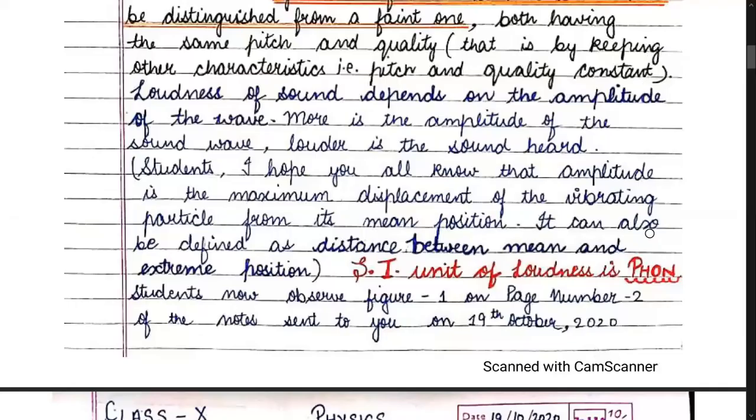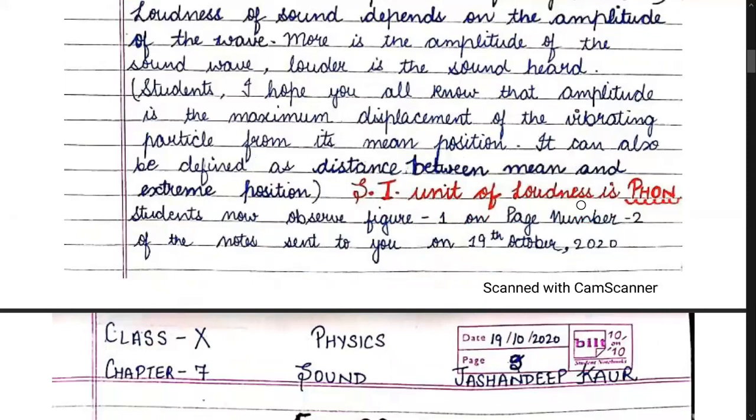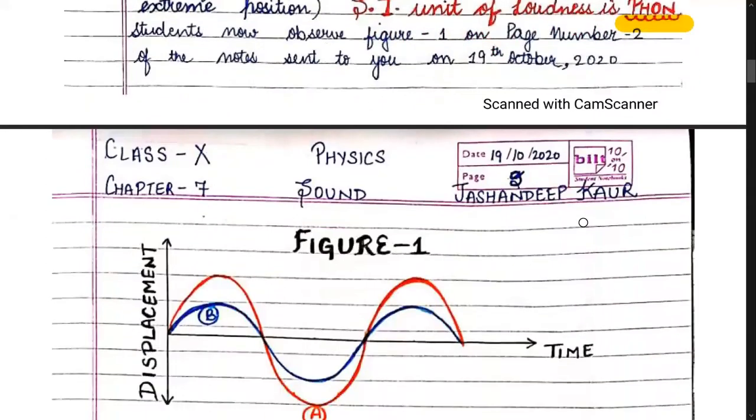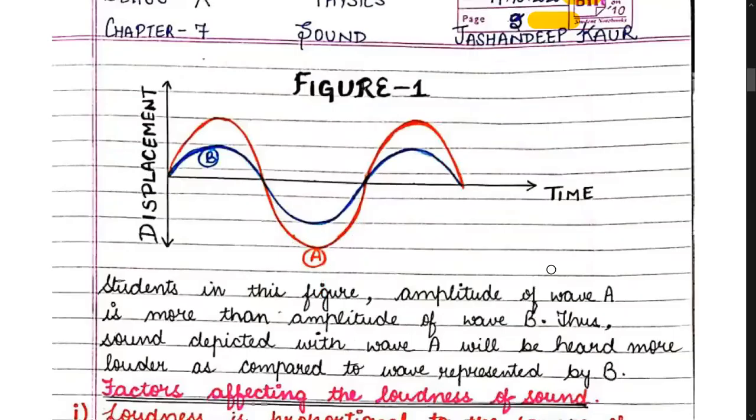Now students, coming further, the SI unit of loudness. So SI unit of loudness is phon, P-H-O-N, phon. Now students, I want you to see figure number 1 given on page number 2 of the notes sent to you on 19th October 2020. See the figure here?